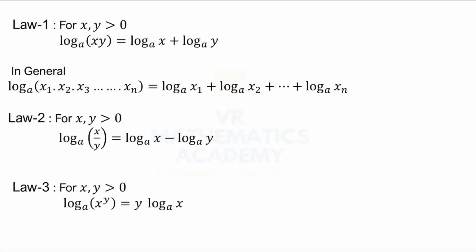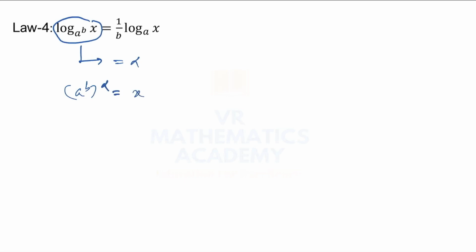So we have studied the proof of law 1, law 2 and law 3. Now the next is law fourth, that is, log of x with base a raised to the power b will be equal to 1 over b multiplication of log x. This law also can be proved very easily. For that, we just put log x base a raised to the power b equal to alpha. When we put it equal to alpha, then by the definition it can be written as a raised to the power b, power alpha, will be equal to x.